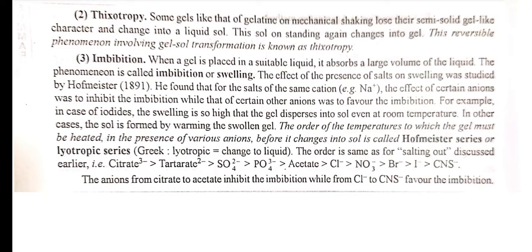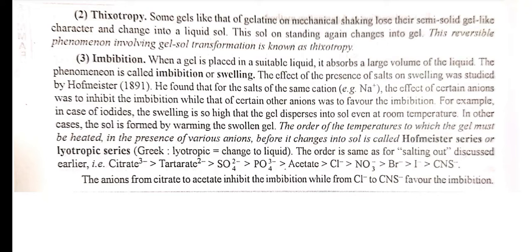The effect of the presence of salt on swelling was studied by Hofmeister in 1891. He found that for salts of the same cation, for example Na+, the effect of certain anions was to inhibit the imbibition, while that of certain anions was to favor the imbibition. For example, in case of iodides, the swelling is so high that the gel disperses into sol even at room temperature. In other cases, the sol is formed by warming the swelling gel.